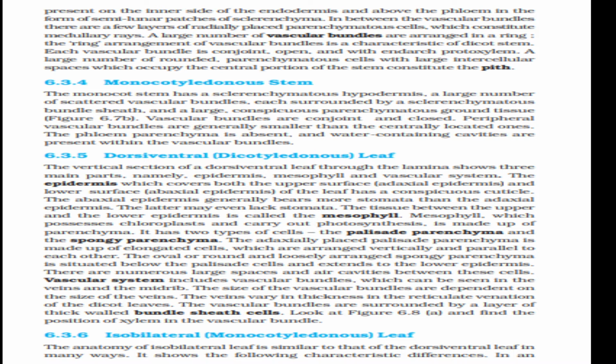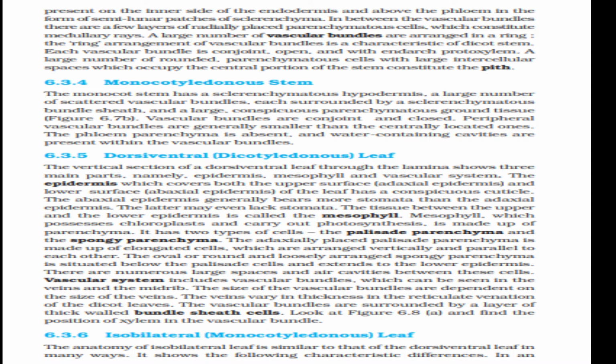6.3.5. Dorsiventral, dicotyledonous leaf. The vertical section of the dorsiventral leaf through the lamina shows 3 main parts, namely epidermis, mesophyll, and vascular system. The epidermis, which covers both the upper surface, adaxial epidermis, and lower surface, abaxial epidermis, of the leaf, has a conspicuous cuticle. The abaxial epidermis generally bears more stomata than the adaxial epidermis. The latter may even lack stomata.